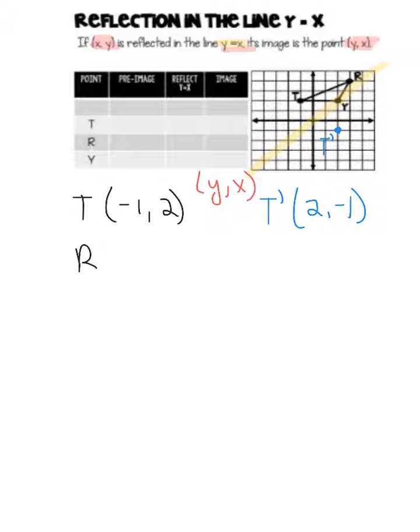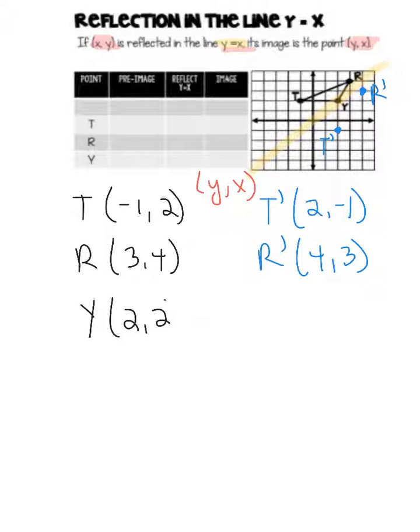Alright, let's do R next. R is at (3, 4). We apply our transformation. R prime is at (4, 3). 1, 2, 3, 4. Okay. And lastly, point Y. Y is at (2, 2). We apply our transformation, and Y prime is at, oh look at that, it's at (2, 2). Which is kind of interesting. So Y is also Y prime.